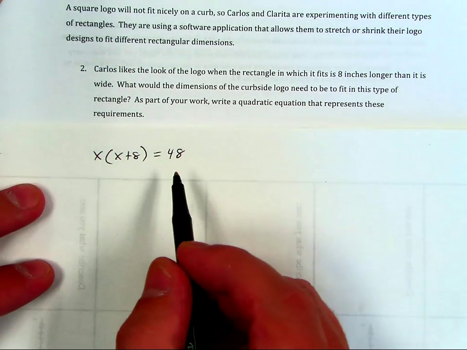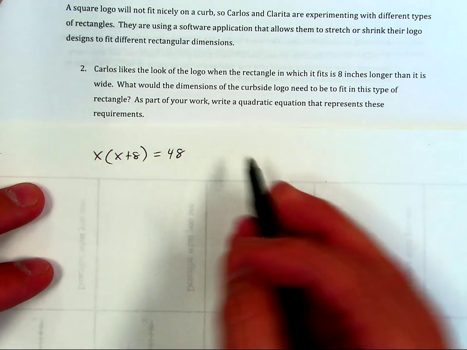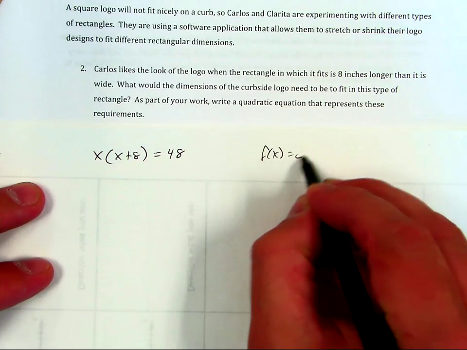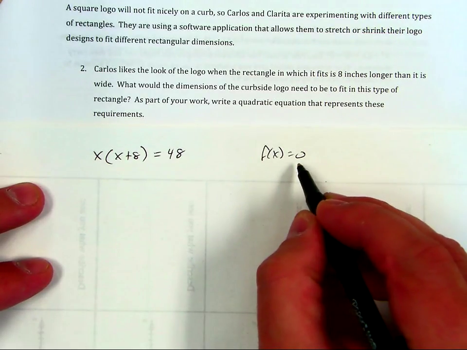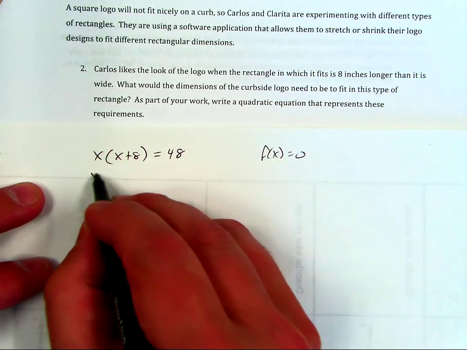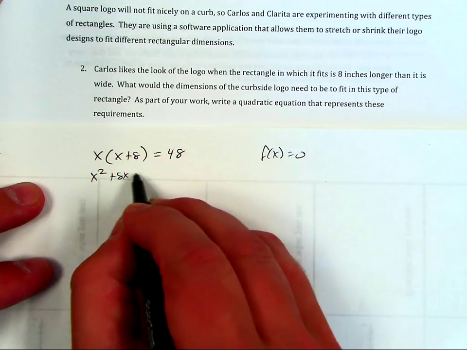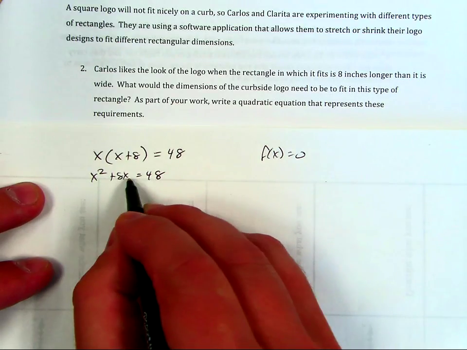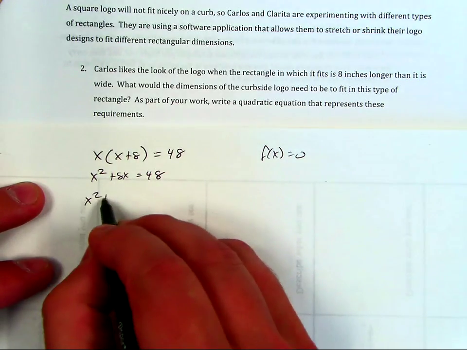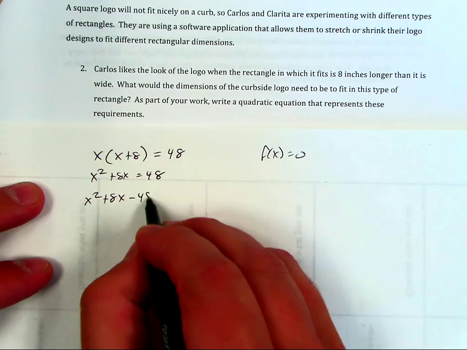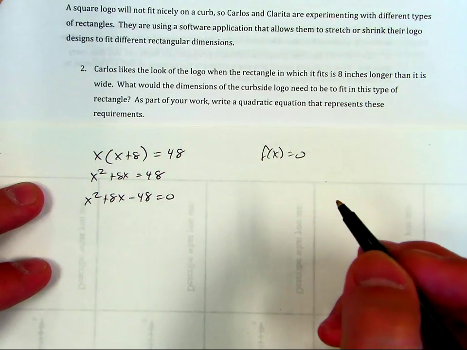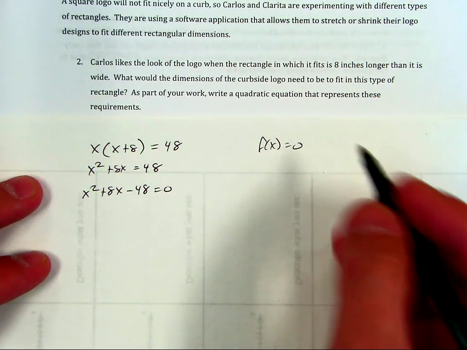Let's see, let's distribute everything and set everything equal to 0. Because remember, when f of x equals 0, that's the x-intercepts. That's what we're trying to figure out. So let's distribute: x squared plus 8x equals 48, and let's bring the 48 to this side. We have a quadratic equation in standard form, set equal to 0. Now we're ready to factor.